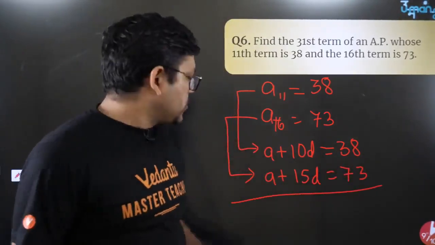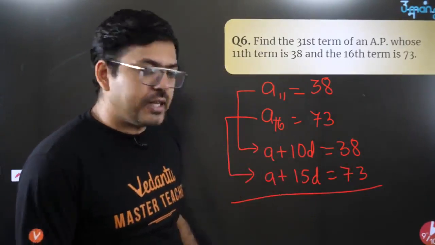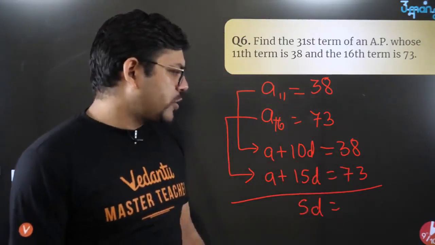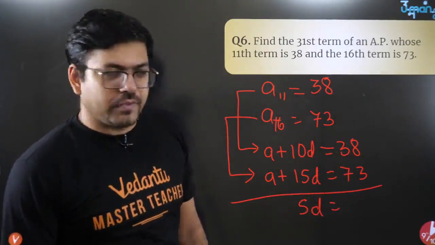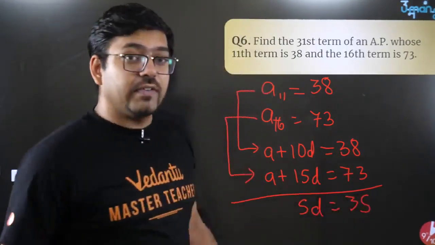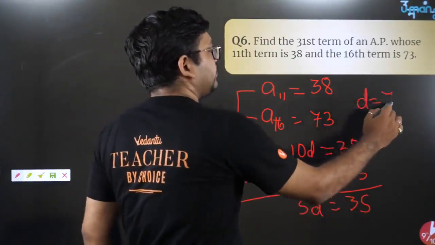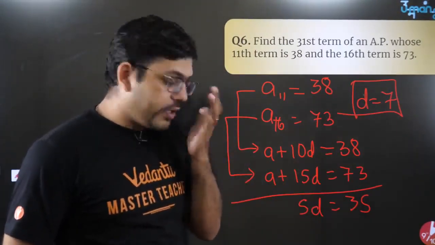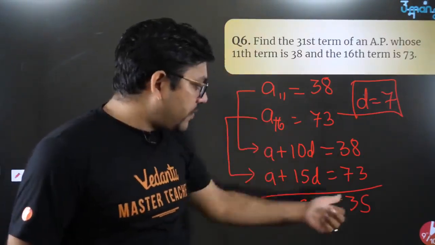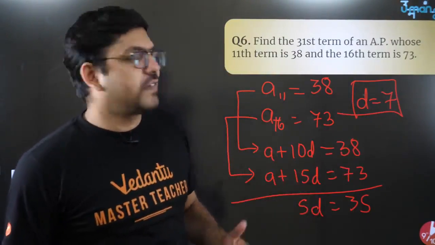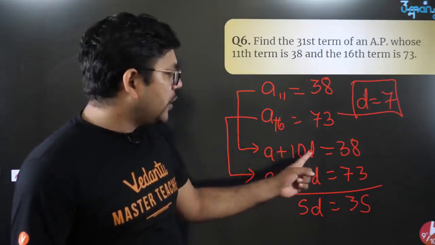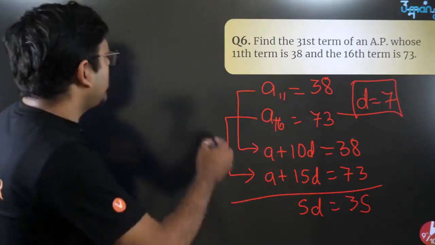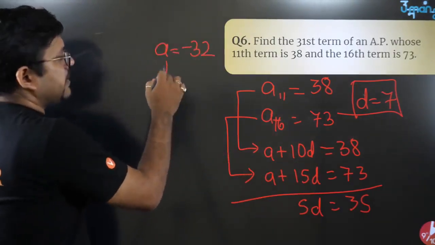Now we have to simply solve it. So a and a cancel. 15d minus 10d, you will write 5d, and 73 minus 38, if I am not wrong, should be 35. So 5d equals 35, d will be equal to 7. Once we have d equal to 7, we can put this value here. So 10 into 7 is 70, 70 going to that side, a is equal to minus 32. So a is minus 32 and d is 7.